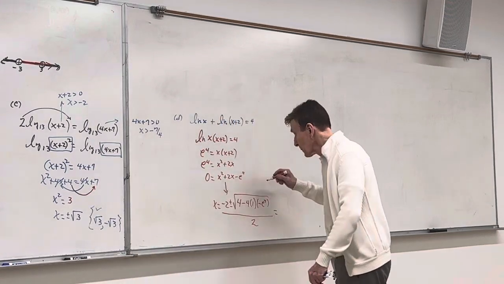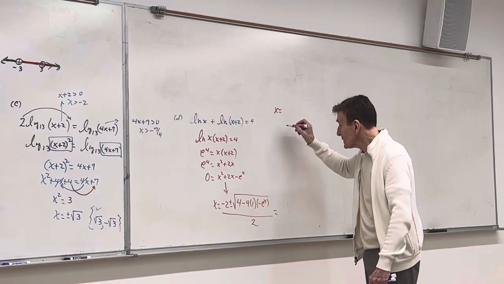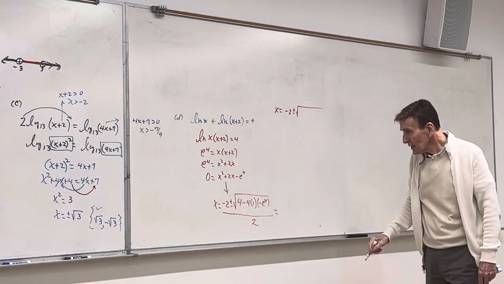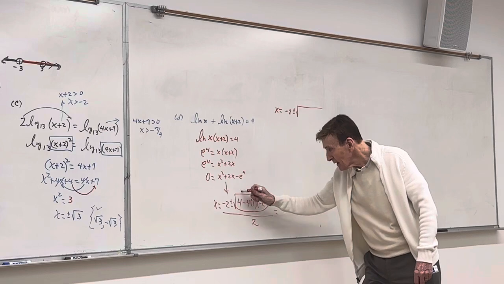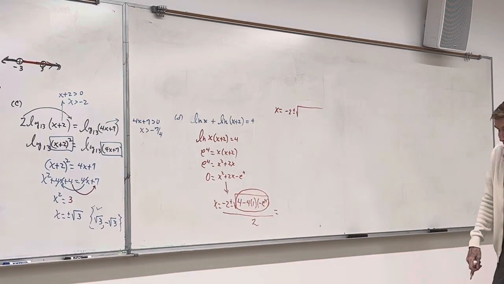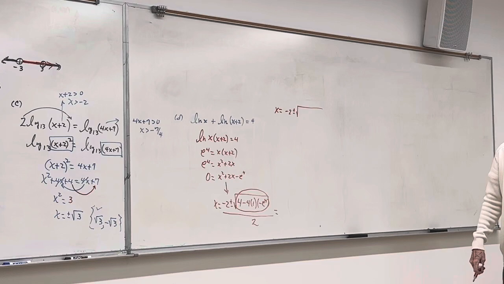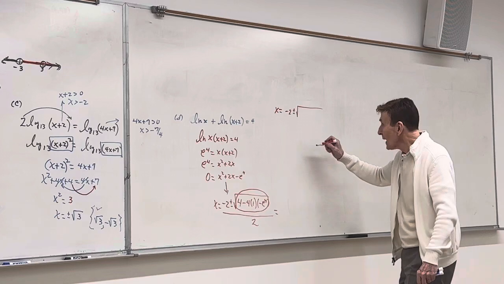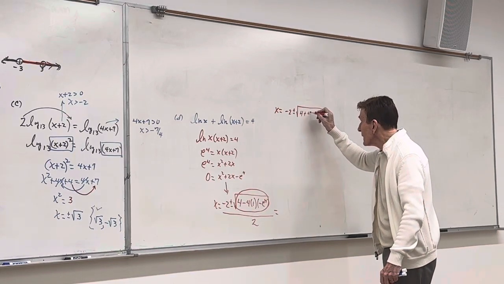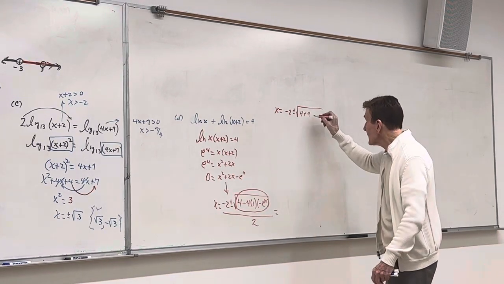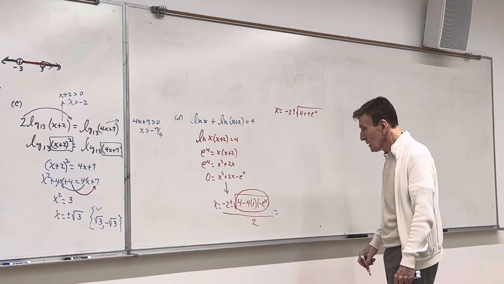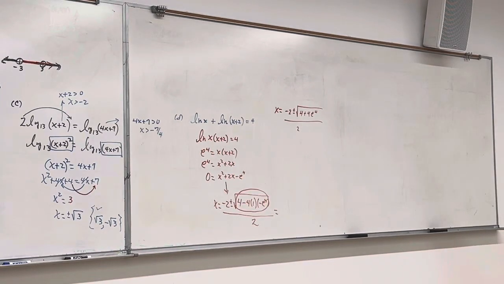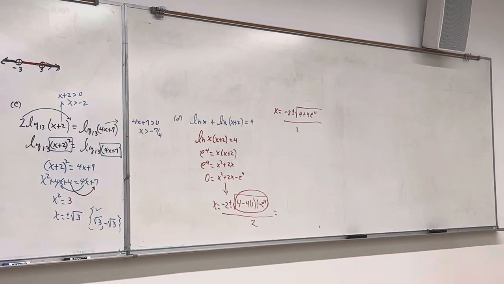Simplify this further. X is equal to -2 plus or minus the square root of, guys, underneath here is something strange, but it's there. What is it? 4 plus 4e to the 4th, all over 2. Step back and look at it. Looking good. Now what?